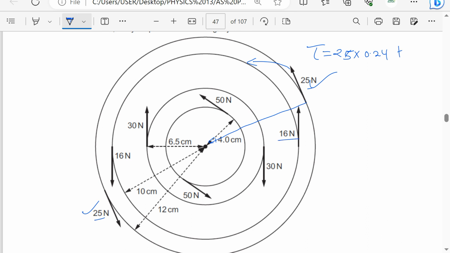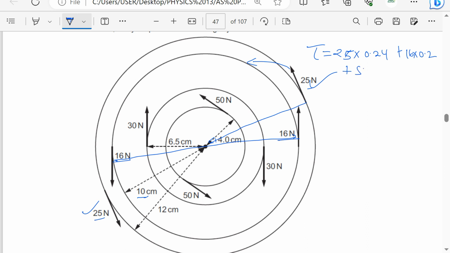We have 16 and 16. These are causing a couple. The distance from the center is 10 centimeters. So the diameter from here up to the other end is 20. So we shall say 16 times 0.2 plus. The next one is, we have 30 and 30. This one is acting the other way around, so I'll first leave that. We have 50 and 50.